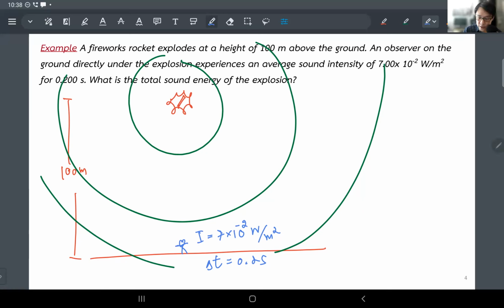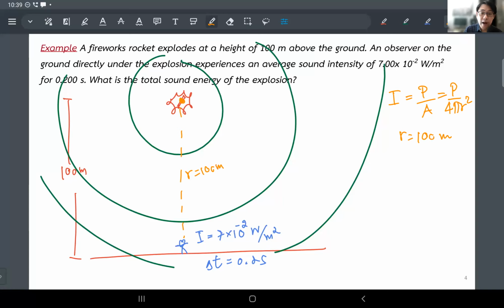This is not bad to do, because the intensity is the power per unit area. Because we treat this as a point source, the area is 4 pi r squared. And the r we're talking about is exactly 100 meters, from the center of the explosion to this person right here. That's 100 meters, so that is already r. Cool.